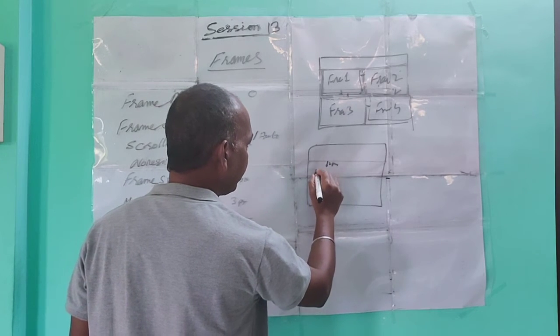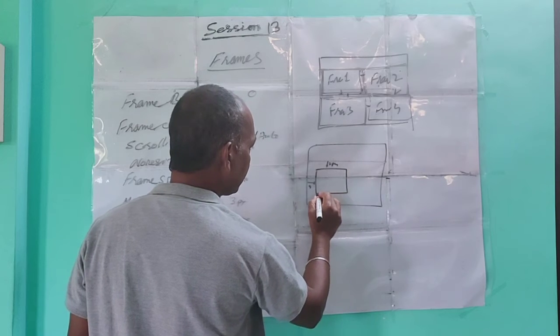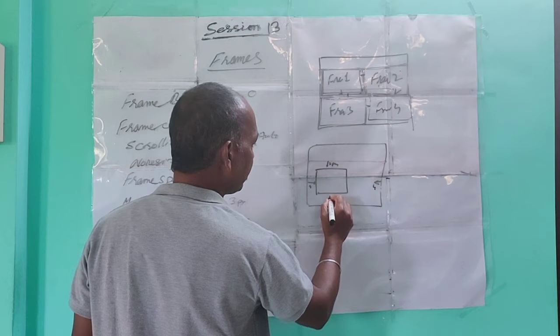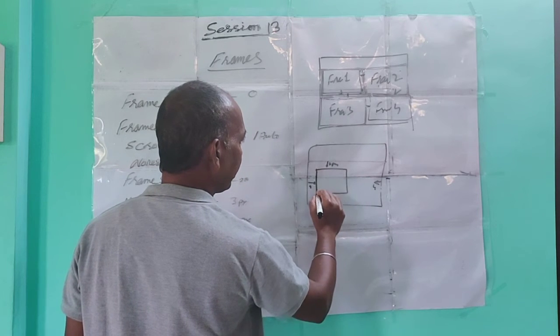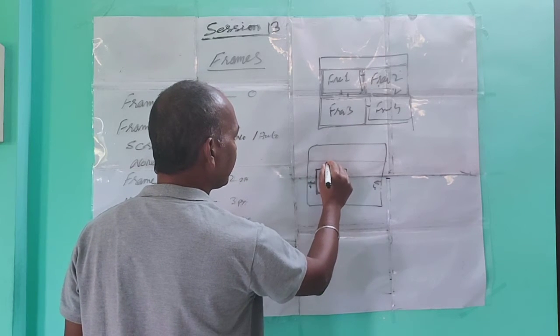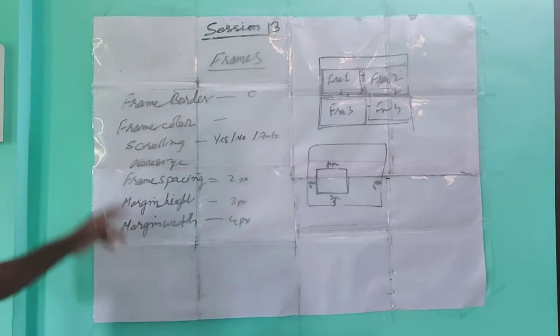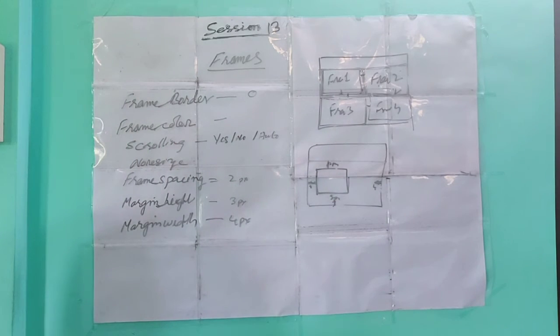The frame will appear in this part. So automatically you will get the margin width of 4 pixels, and the top is 3 pixels. So this is the margin for the frames. Okay. So these are the different attributes used with the frame tag.